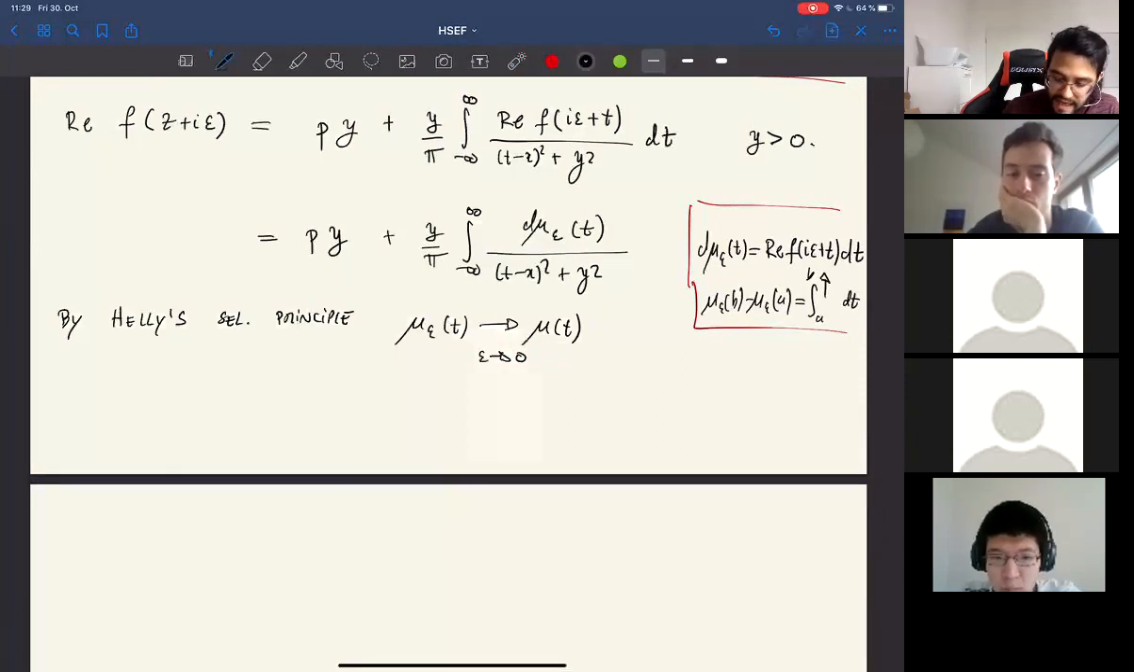So now I have my candidate for the measure. This guy here is supposed to be the measure of the theorem. Okay, so how can we prove that?